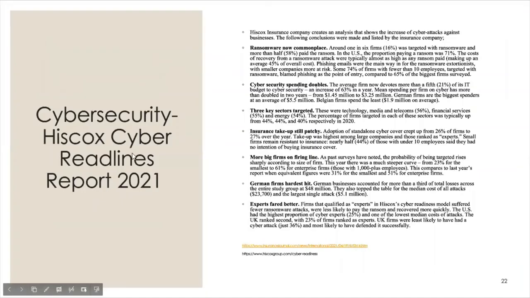All right, for cybersecurity insurance, recently there has been a report on it. And we know that ransom spending doubles, with three sectors targeted, which are technology, media, and telecoms, and insurance take-up is higher among big firms, like German firms. There was an analysis created that went over these, and the proportion paying a ransom was about 71%. The recovery costs were about 45% on average. So mainly this is about having a sense of security within your company to make sure that these incidents don't happen. You can use a lot of data, and these hacks can really determine how your business goes up or down based off the aftermath.